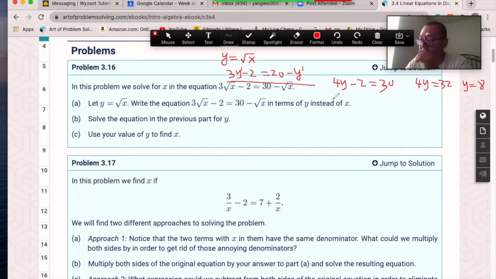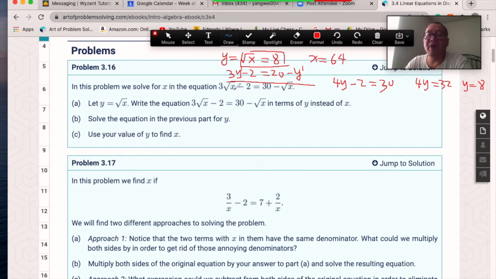But then don't forget, in the original problem we don't have this variable y at all. They did not ask you to find y. They ask you to find x. So that means you need to plug back into your substitution. You get y equals 8. Then from this equation, you need to find x. So square root of x equals 8, so that means x equals 64. So this one is very easy, right?